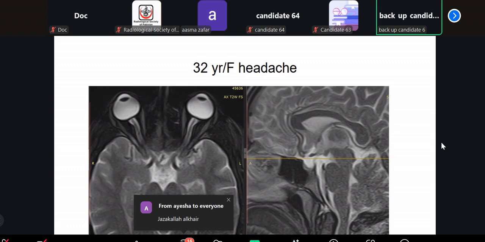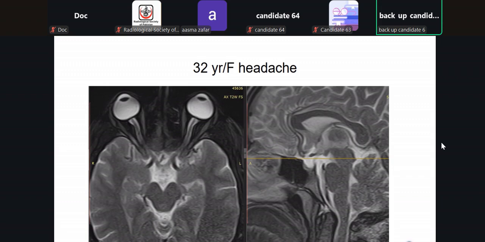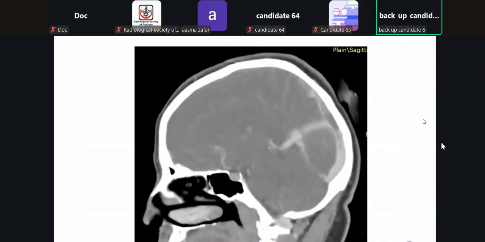There is flattening of the pituitary gland with some prominence of the subarachnoid CSF spaces in the sellar and suprasellar region. Apart from that, I cannot appreciate any other abnormality in these two provided images. On the basis of these findings, my top differential would be intracranial hypertension in this patient.